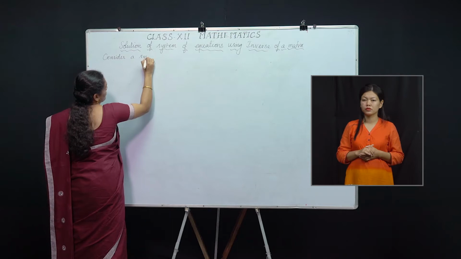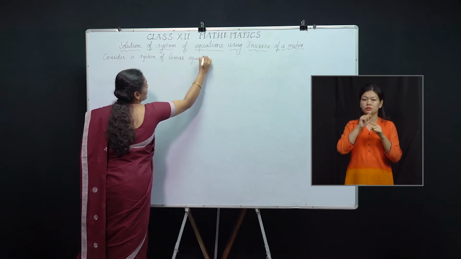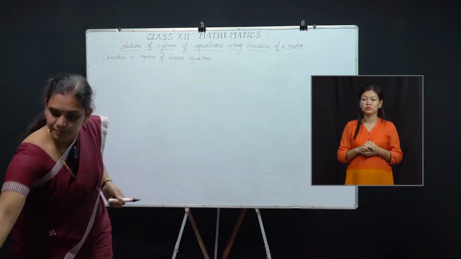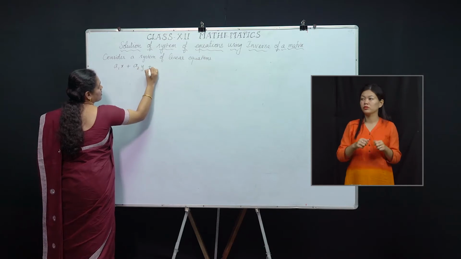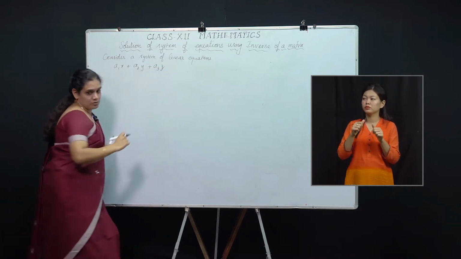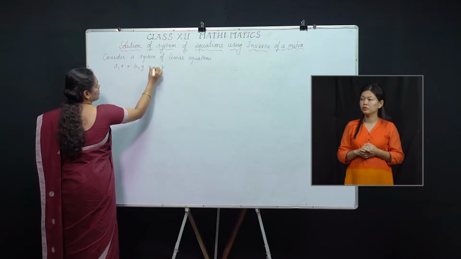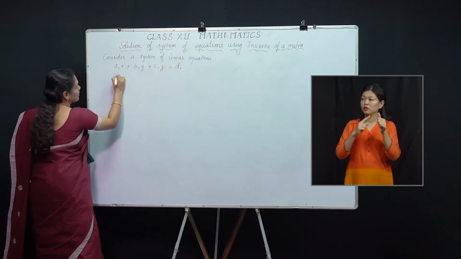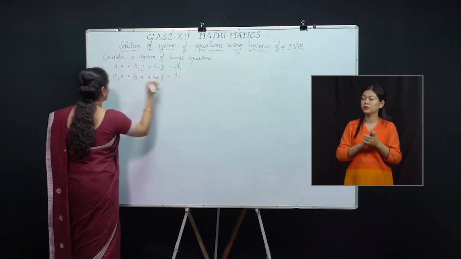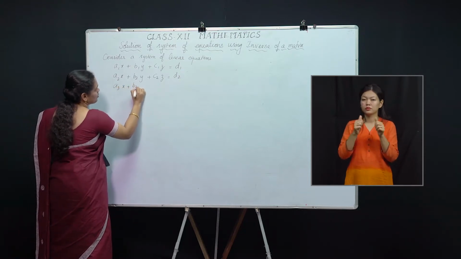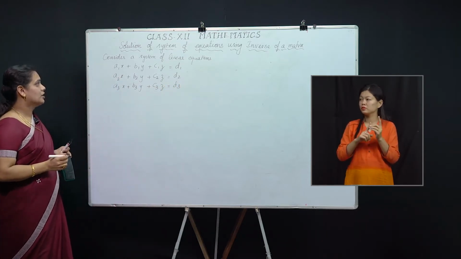a system of linear equations as a1x plus b1y plus c1z, that is equal to d1, a2x plus b2y plus c2z equal to d2, and a3x plus b3y plus c3z equal to d3. Here we are given with three linear equations.